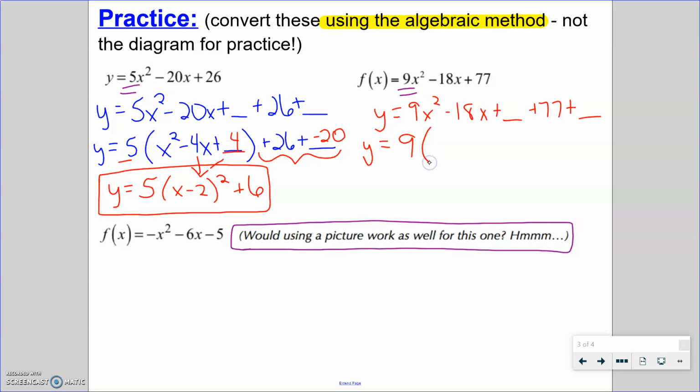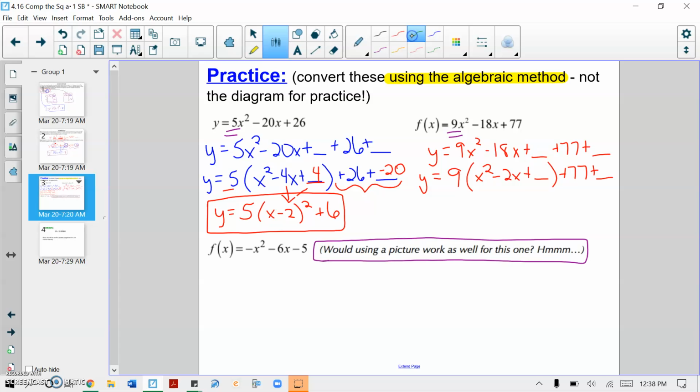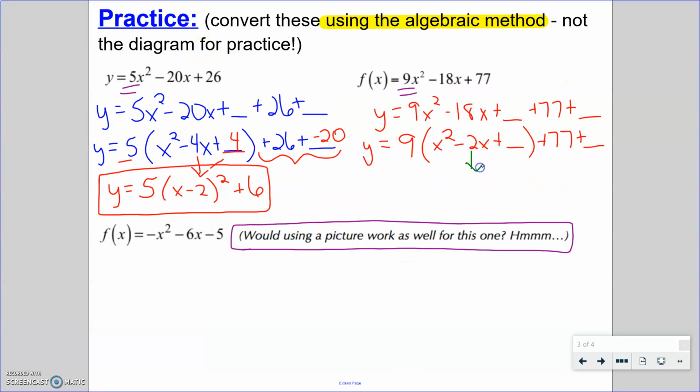So if I get the 9 out, remember it's like you're dividing, it's like you're anti-distributing. So what's left over is x² minus 2x plus blank. Don't forget that closure parenthesis, so the 77 and the second blank, nothing happens to them. Half of -2 is -1, and -1 squared is 1. But remember, I didn't just add 1, I added 9 times 1, which is 9. So I need to subtract 9 at the end.